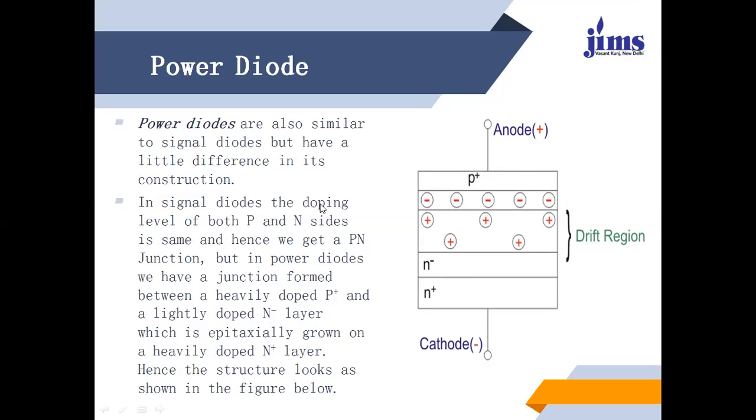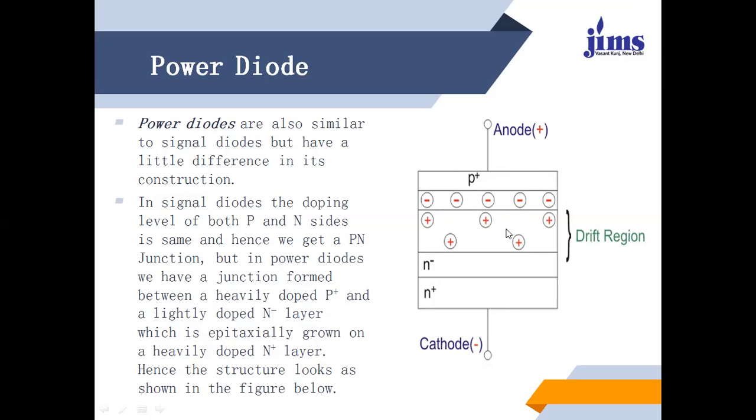In a signal diode the doping level of both p and n sides is the same, and hence we get a PN junction. But in power diodes, we have a junction formed between a heavily doped P-type and a lightly doped N-type layer, which is epitaxially grown on a heavily doped N plus layer. Hence, the structure looks as shown in the figure.